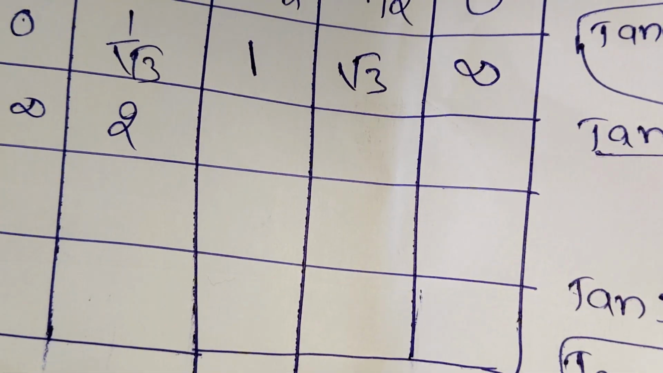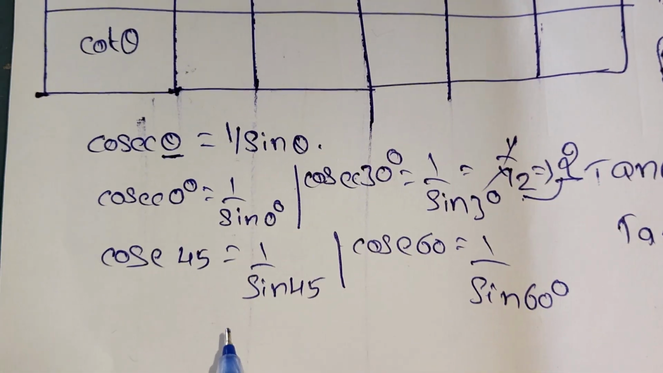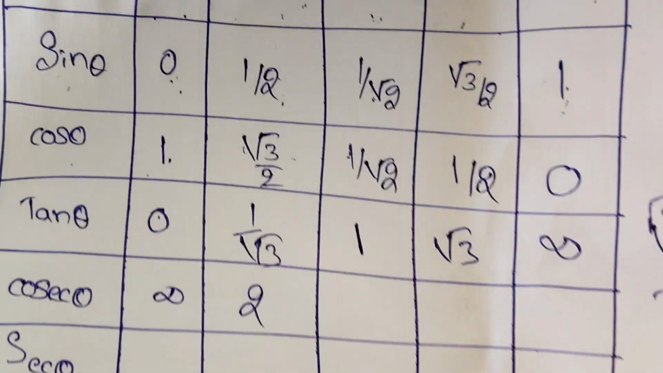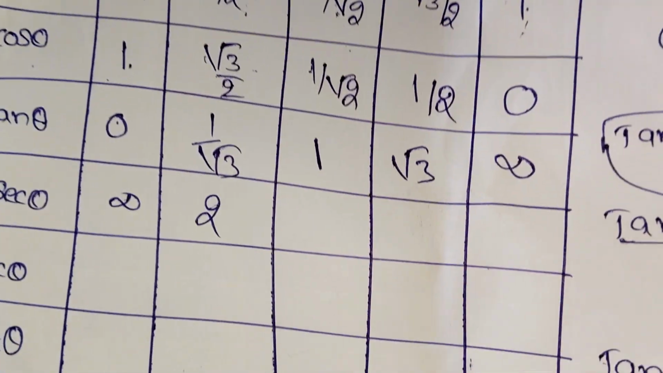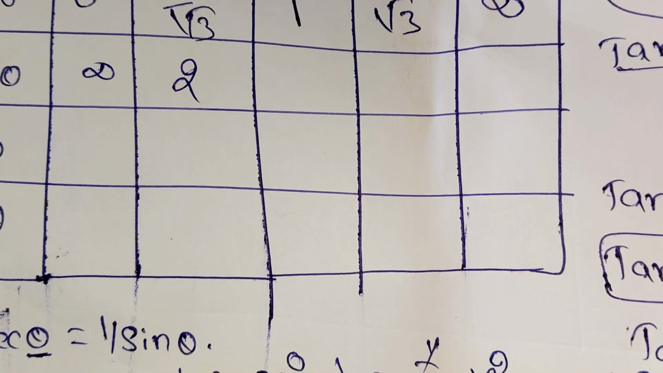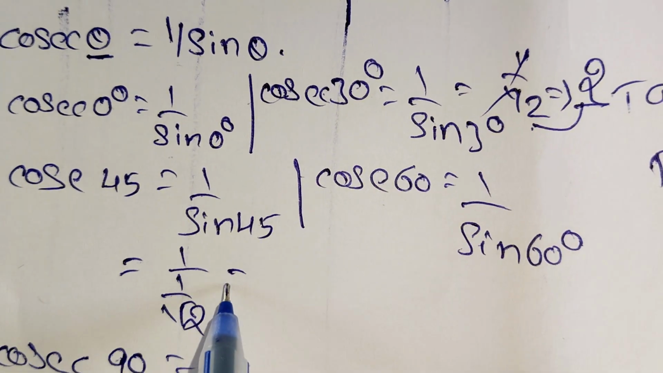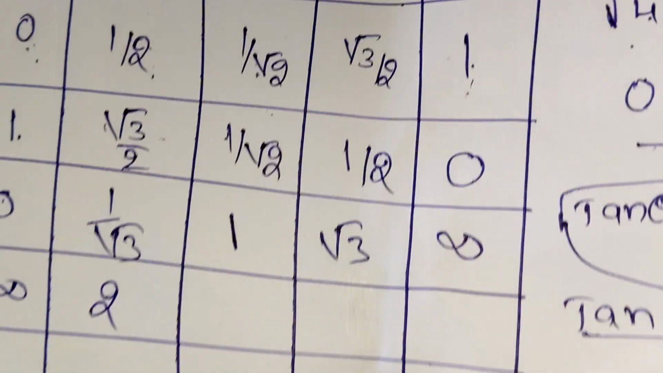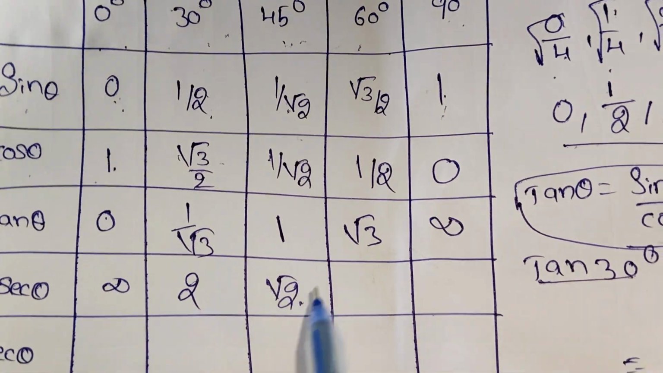And what is the cosecant value of 45 degrees? Equal to 1 by sin 45 degrees. So what is the sin 45 degrees here? Sin 45 degrees equal to 1 by root 2. So 1 by 1 by root 2, that equals root 2. So cosecant 45 degrees value is root 2.